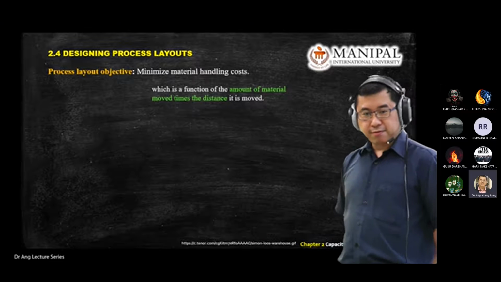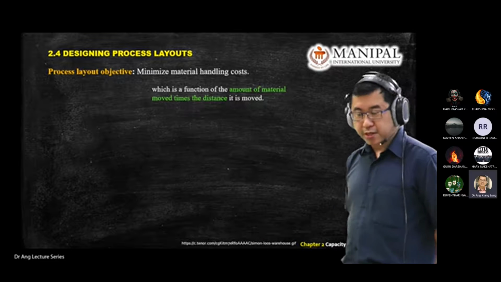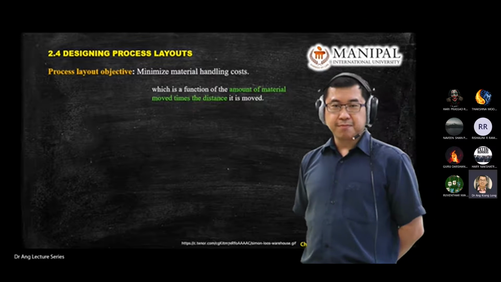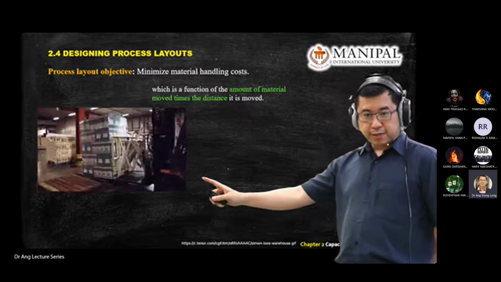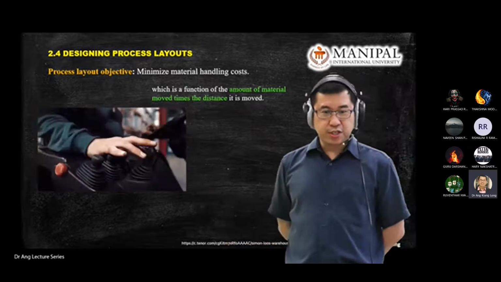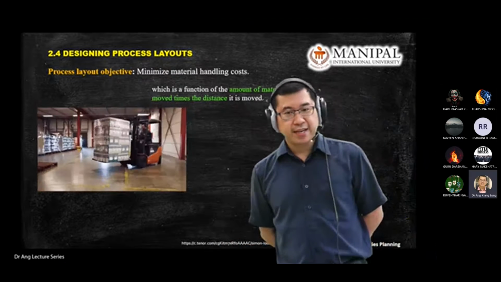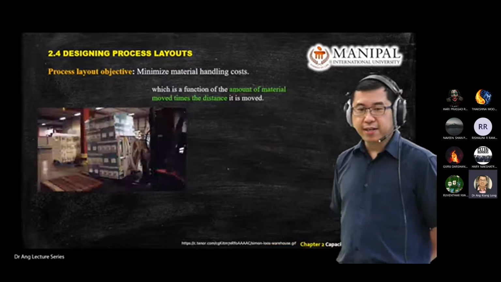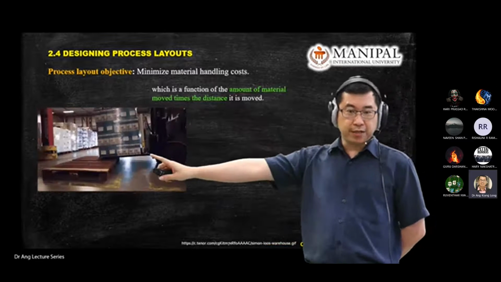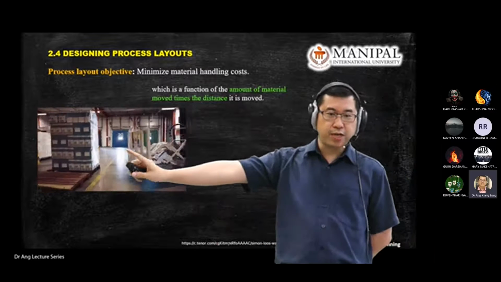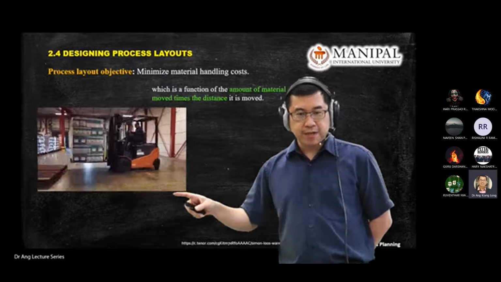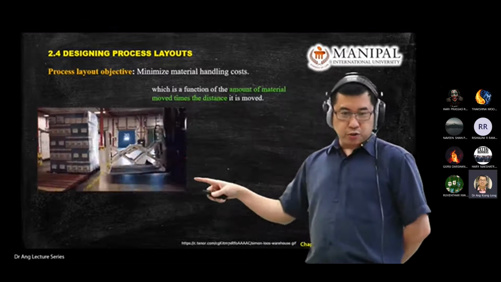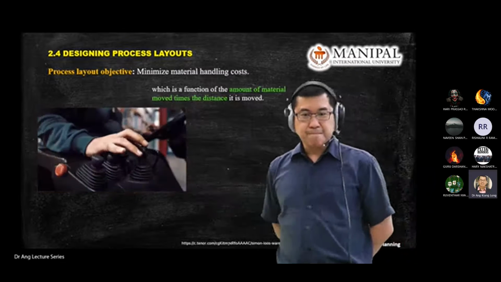This one you can read. Process layout is more on controlling the time to move your material. Okay, this is one of the visualizations. What do we mean by material handling? It means you move your material from one station to another station. You can use a forklift, you can use labor, you can use a robot, and so on.